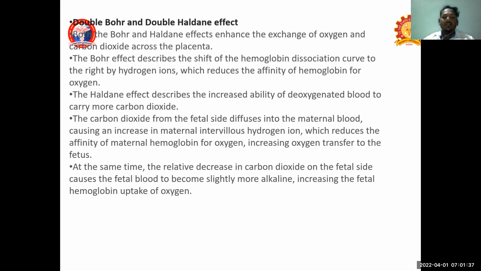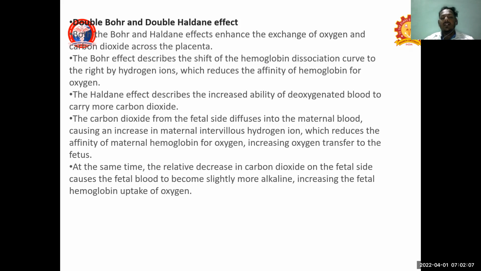The Bohr effect describes the shift of the hemoglobin dissociation curve to the right by hydrogen ions, which reduces the affinity of hemoglobin for oxygen. So, mainly the Bohr effect describes a rightward shift of the ODC because of the hydrogen ion. The Haldane effect describes the increased ability of deoxygenated blood to carry more carbon dioxide.